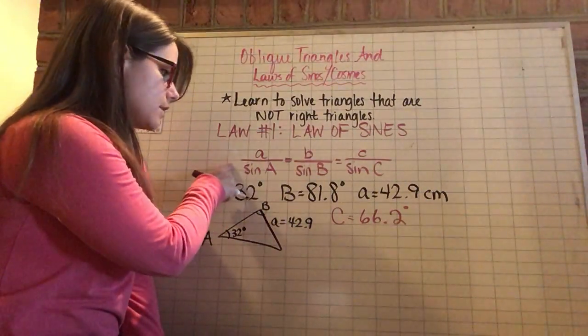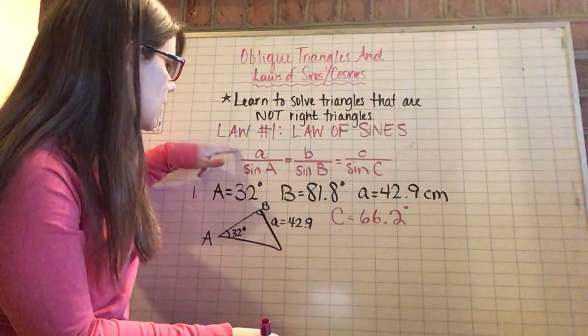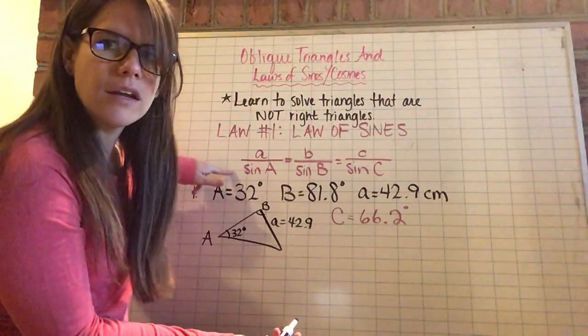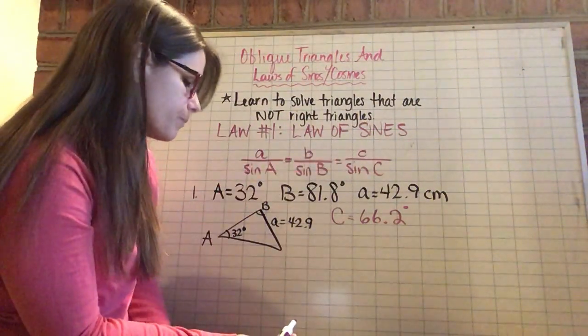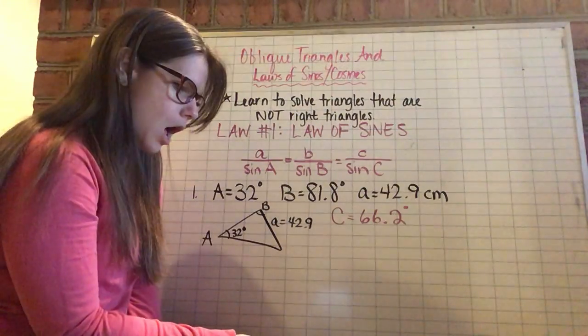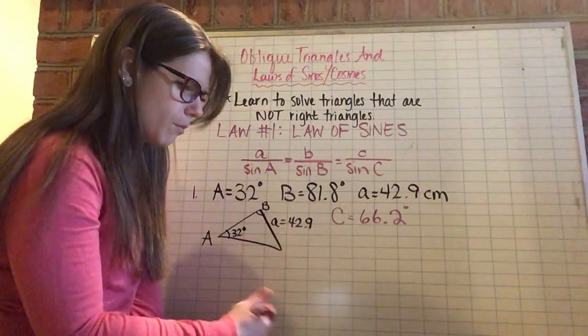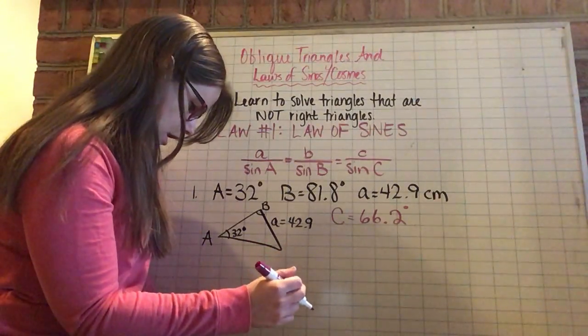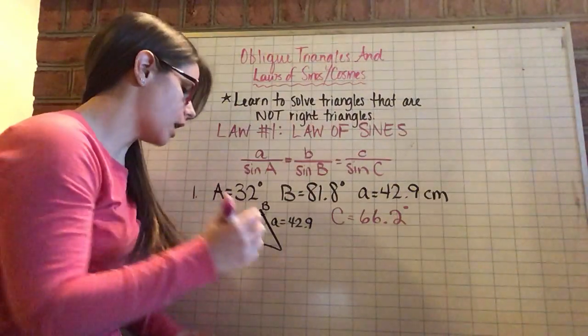So I have this. Now also I wanted to note that if you flip this and have sine A over A, that's fine. You just need to flip all of them. So it'd be sine B over B, sine C over C. Okay, so I wanted to mention that because my work is this way. I typically tend to make my work so that the missing thing is on top.